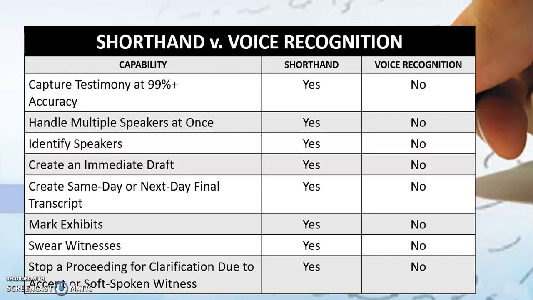Mark exhibit, definitely. In shorthand, you can do such a thing, but in voice recognition, it's definitely no. Swear witnesses, that's a yes under shorthand and a no under voice recognition. Stop a proceeding for clarification due to accent or soft-spoken witness. So that is a yes in shorthand and a no when it comes to voice recognition. So that's the difference between shorthand writing and voice recognition.